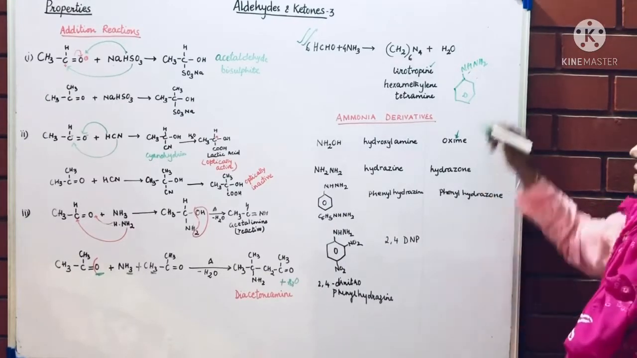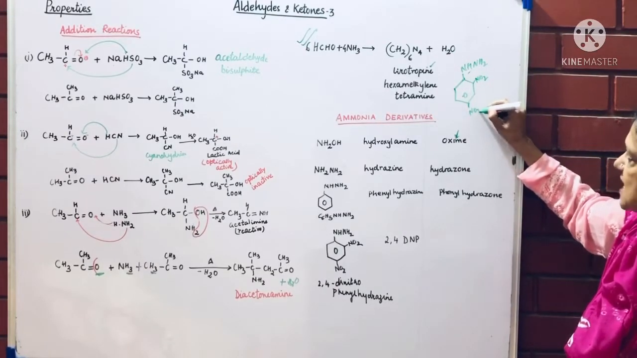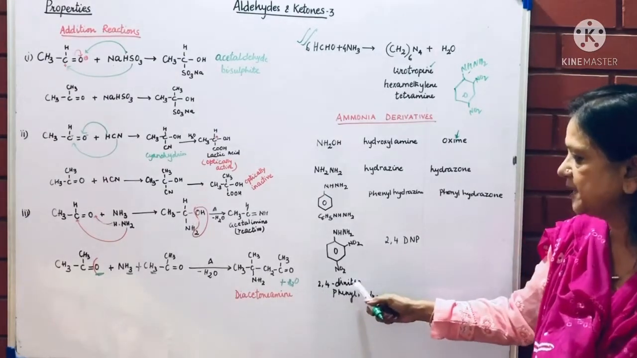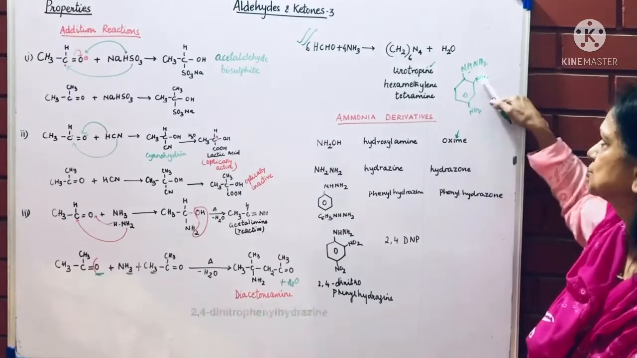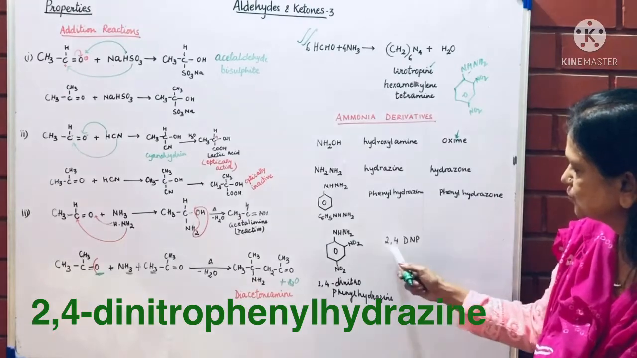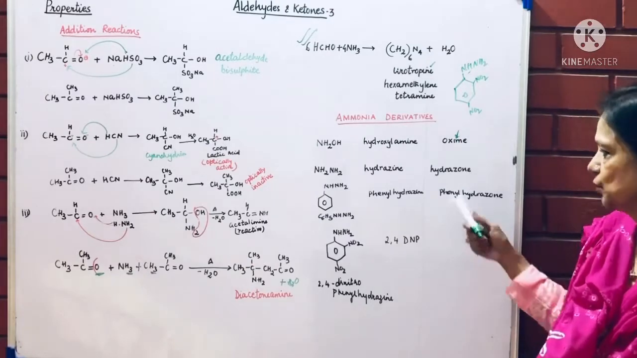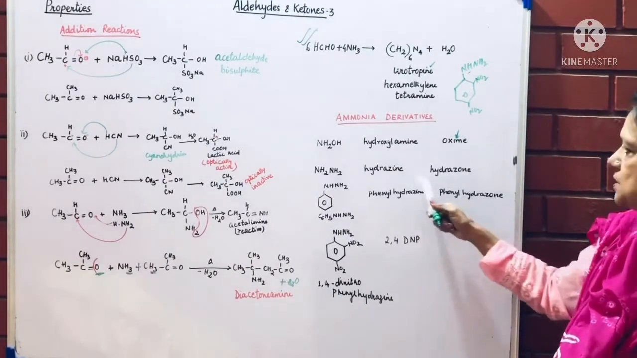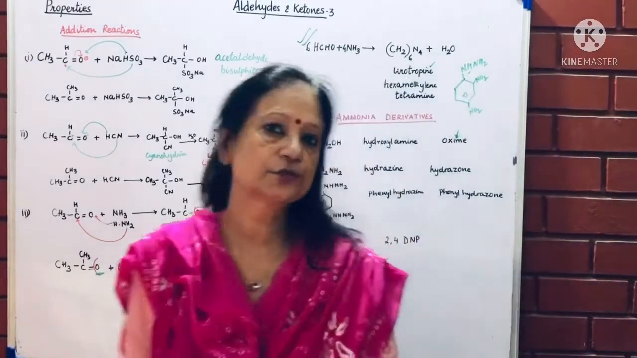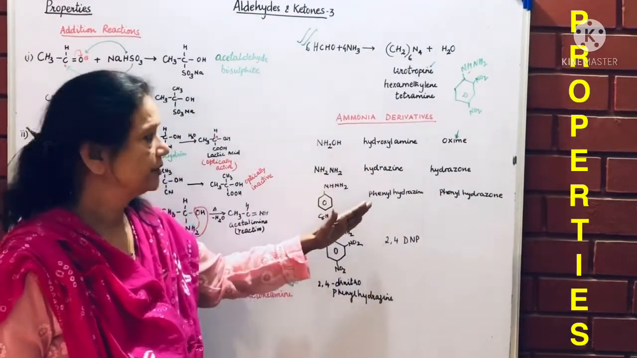On phenylhydrazine, if I attach NO2 at two places, that is at place 2 and place 4, I'll call it 2,4-dinitrophenylhydrazine, also written as 2,4-DNP. Product will become 2,4-dinitrophenylhydrazone. Like here, hydrazine changed into hydrazone. Similarly here, 2,4-dinitrophenylhydrazone. So firstly, we must understand what the ammonia derivatives are.